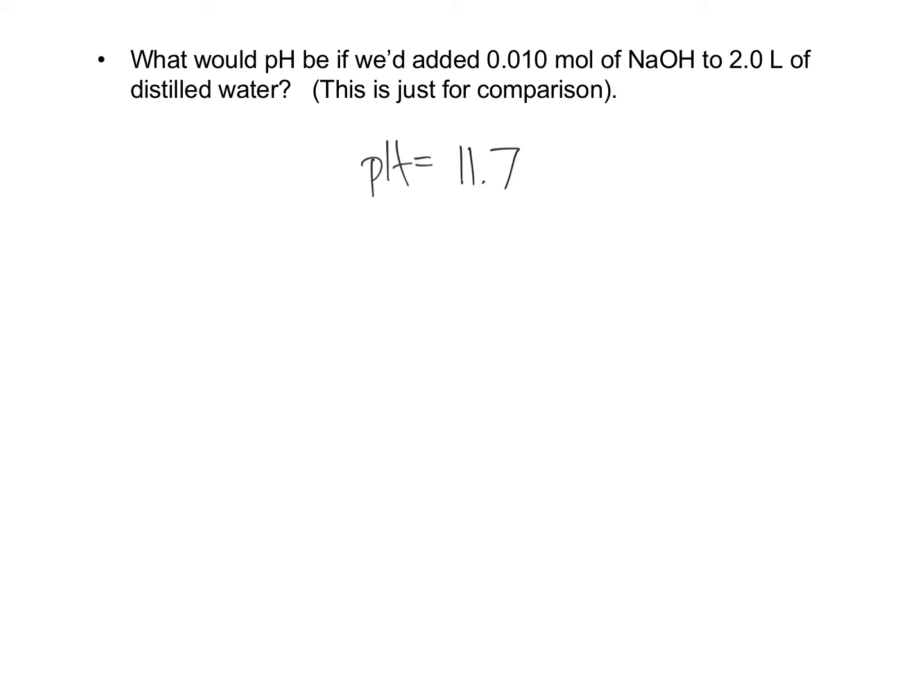And so you can see how effective the buffer was at resisting changes in pH. In this example here, the neutral water, the distilled water, the pH would have been 7. When I add that number of moles of sodium hydroxide, the pH went from 7 to 11.7. So that's a 4.7 pH unit change. When we added it to the buffer, it was only a 0.03 pH unit change. So that buffer was very effective at resisting what would have been a large change in pH.